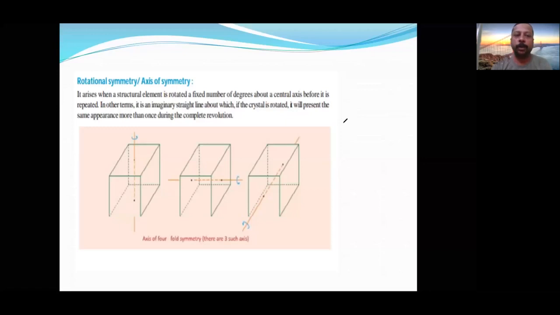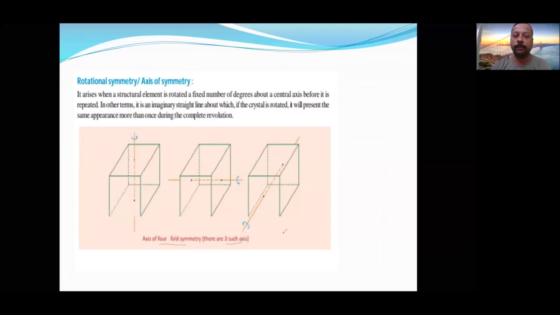Next, after POS, comes the AOS, axis of symmetry. It is an imaginary axis through which, when the given object is rotated, it will give two or more similar appearances. Okay. So here the first AOS is the fourfold axis of symmetry.